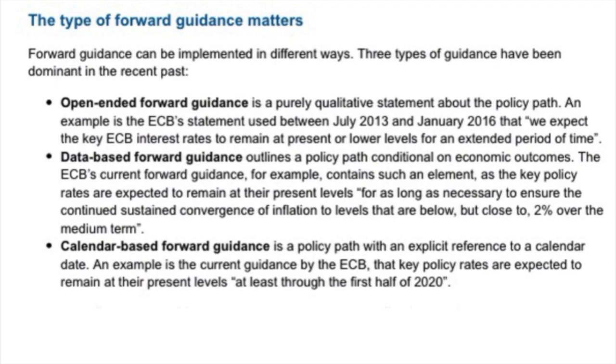Now, the data-based forward guidance is more based on a policy path, and it's based on economic outcomes. So, for example, they will keep interest rates at their present level for as long as necessary to ensure the continued sustained convergence of inflation to a level that is low but close to 2% over the medium term.